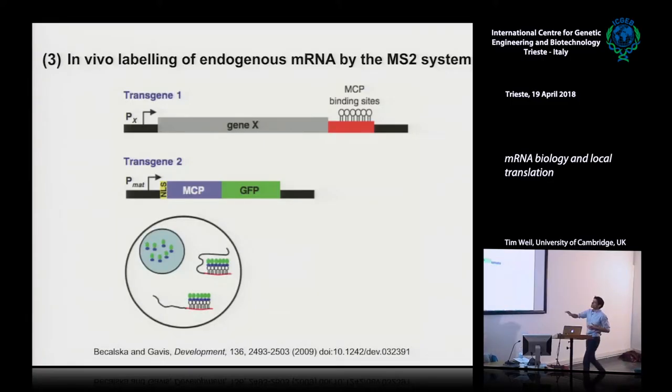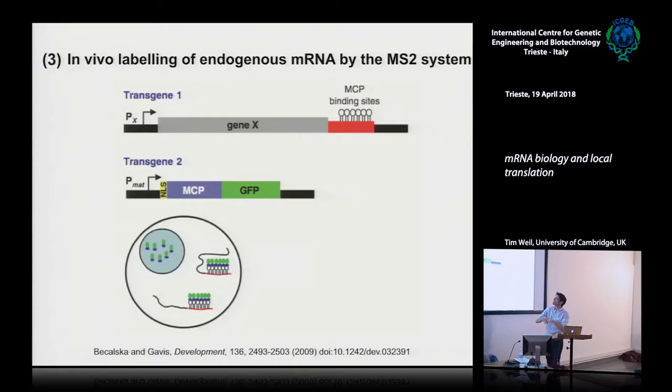The MS2 system involves the MS2 bacteriophage, and these phages have RNA-protein interactions. We've taken advantage of that RNA-protein interaction to label the RNA with GFP, because you can't get a GFP onto the RNA directly, since RNA is made of a very different molecule than protein. So the first transgene will have our promoter and our gene of interest, and we insert into the untranslated region these stem loops, which will bind a coat protein. So this is RNA inserted in loops into the 3' UTR.